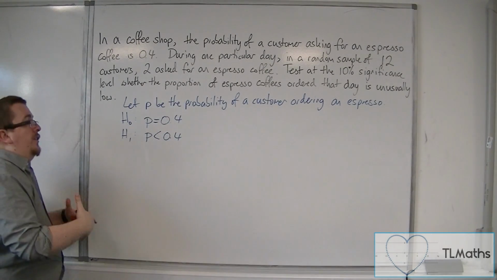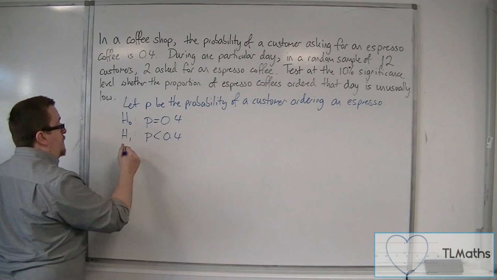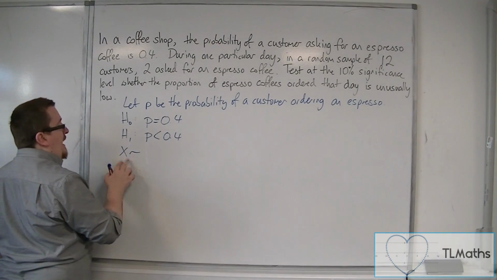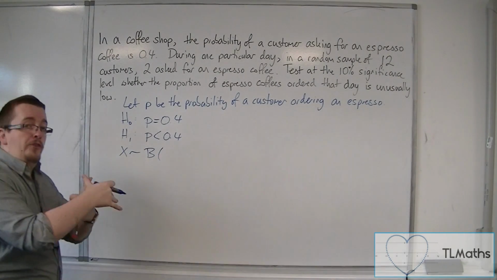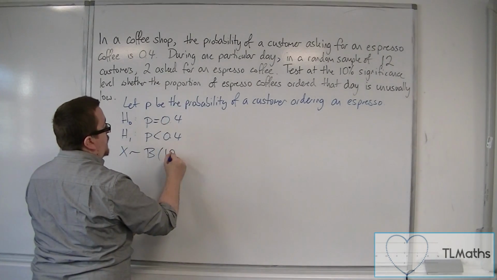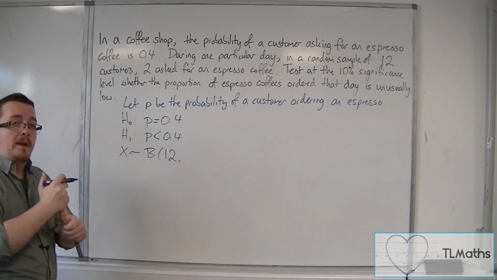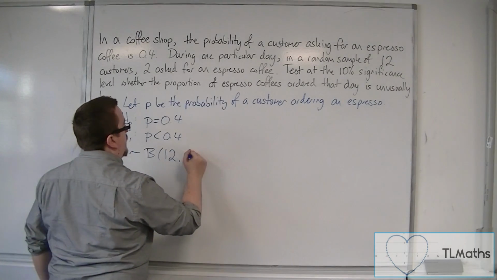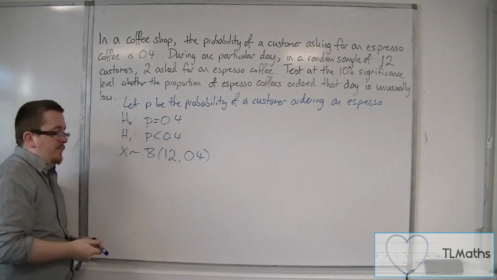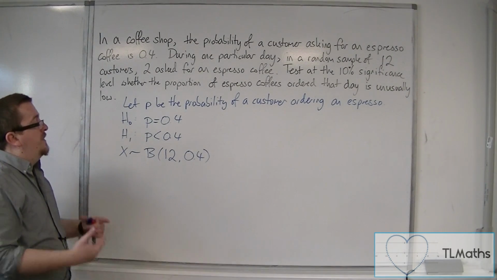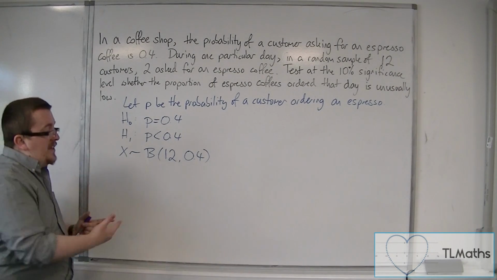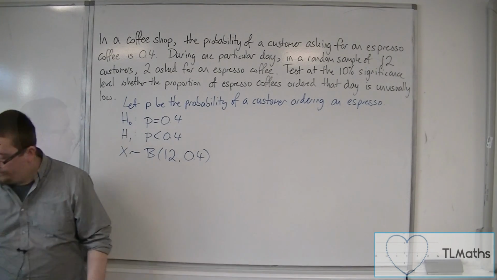So we then assume that H0 is true, and we set X to be binomially distributed with n, the number of trials, 12, because that was the size of the random sample, and the probability P of 0.4. So up until now, everything has been exactly the same as it was with the other method.